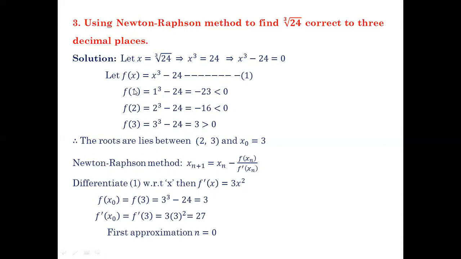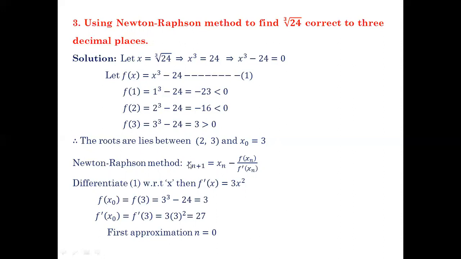Then replace x by 1. So that is 1 cube minus 24 is minus 23, negative, less than 0. So replace x by 2. F of 2 is 2 cube minus 24 is minus 16, negative, less than 0. F of 3 is 3 cube minus 24. So that is 27 minus 24 is 3, greater than 0. Therefore, the root lies between 2 and 3. Therefore, my x naught is either 2 or 3. I am taking here 3.